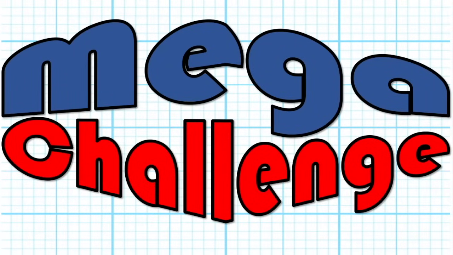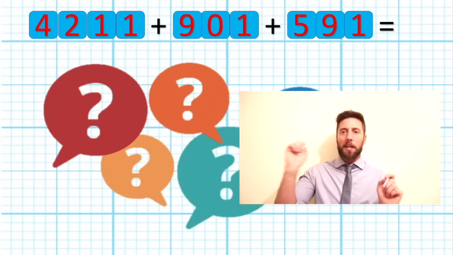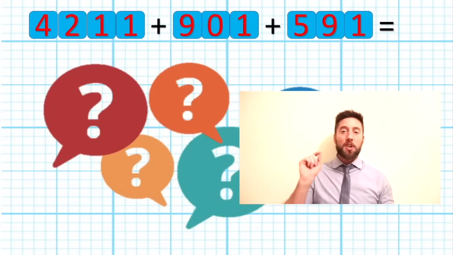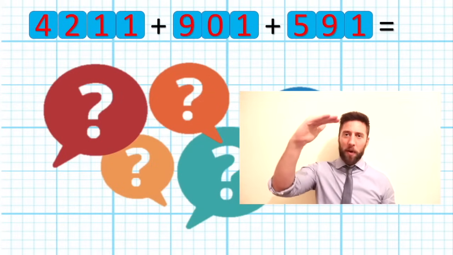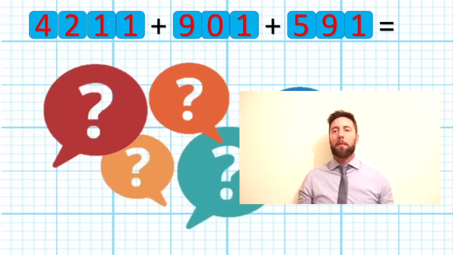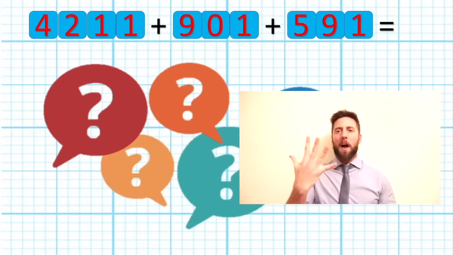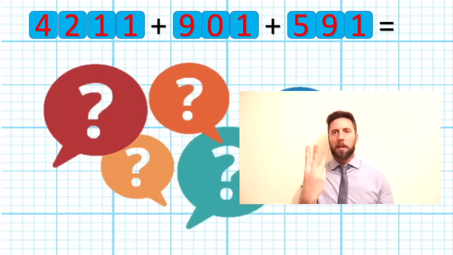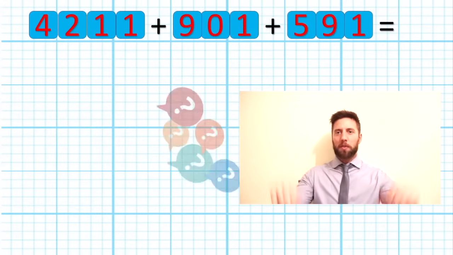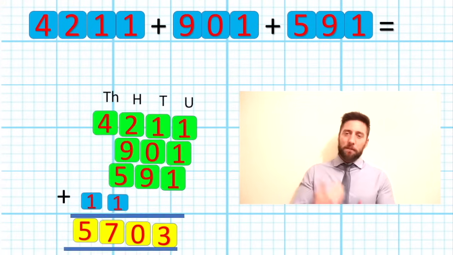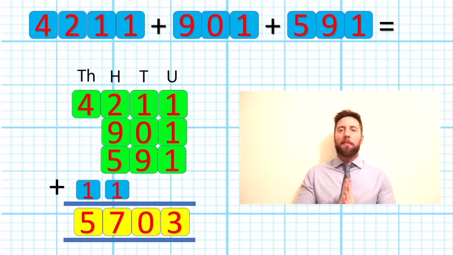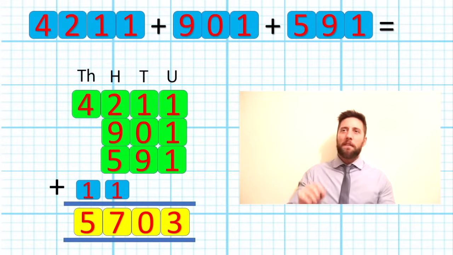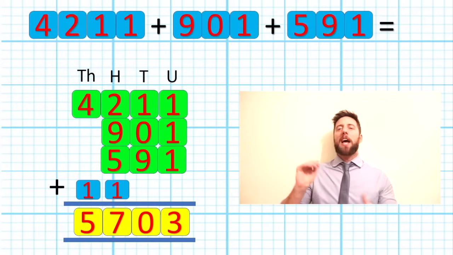This is a really hard question, and this is as hard as it could possibly get. Now, I've got 3 numbers here. That's a little bit different, but it's not harder. It just means we've got 1 extra row to add up. Okay, so have a little go at that. If you need to, press pause. I'm going to flash the answer up in 5, 4, 3, 2, 1. Answer. Okay, so 4,211 add 901 add 591 equals 5,703.